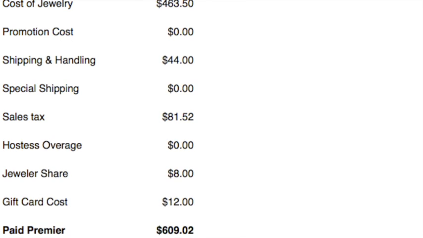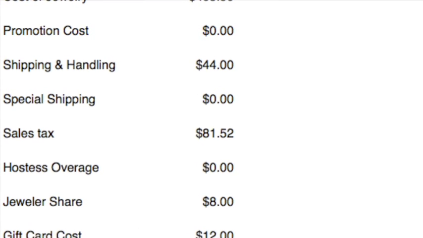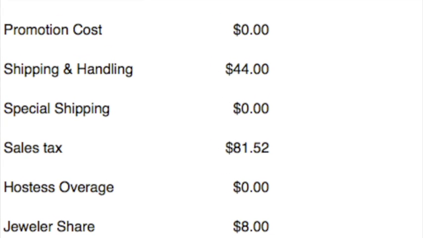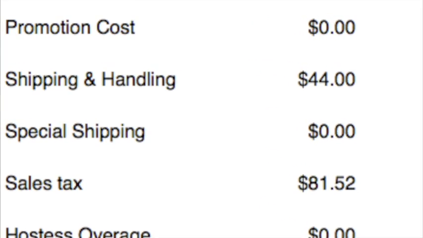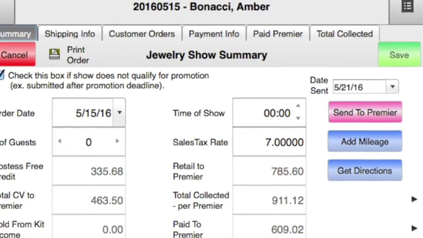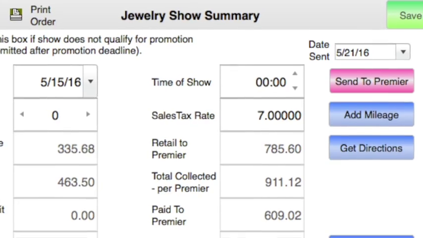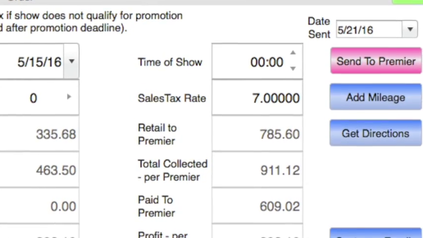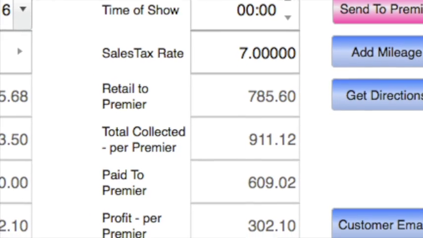Remember, I collected shipping from each customer and all of the tax from each customer. In addition, I also collected that $128.31 from my Hostess, and there's no profit for me in that. So all together, I collected $911.12, and I'm going to pay Premier $609.02. And the difference that is left is my profit, $302.10.